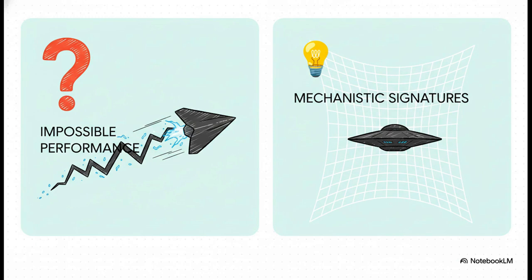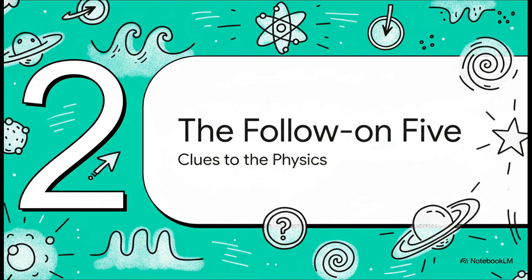Okay, so those first 5, the original 5, they're all about what these objects do, their impossible performance. But now we're going to shift gears. The next 5 observables, the follow-on 5, try to get at how they might be doing it. They're like searching for the mechanical signatures behind the magic. So let's get into this next set of 5.